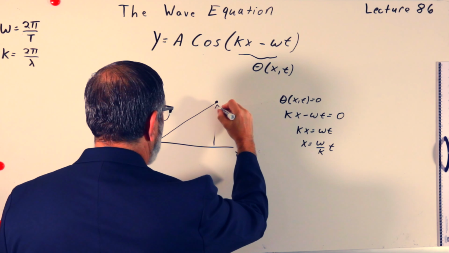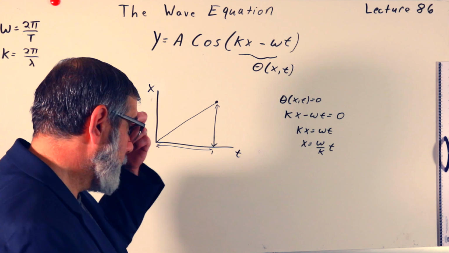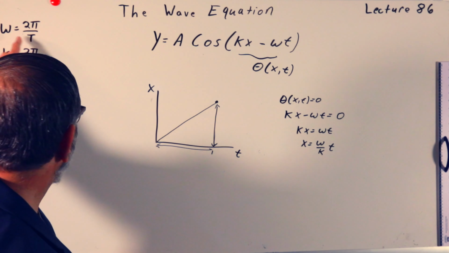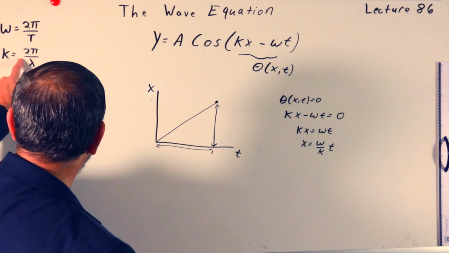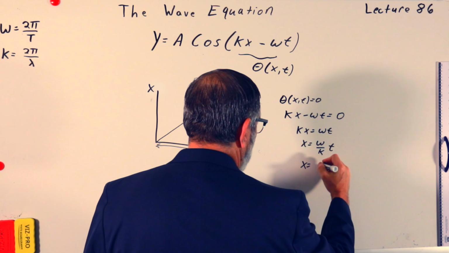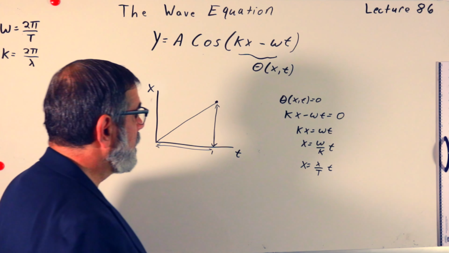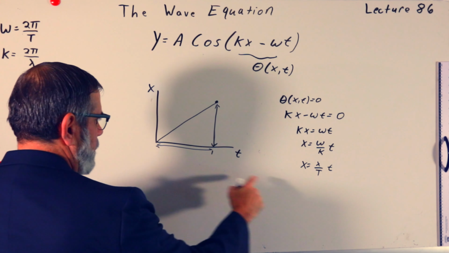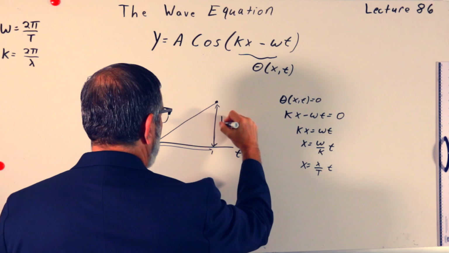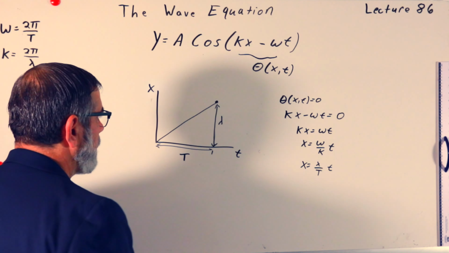Where this distance and this distance, what are these given by? Well, remember our definitions for this. So omega is 2 pi over T, and k is 2 pi over lambda. The 2 pi's cancel, so we can also write this as x equals lambda over T times t, little t. So that means that the slope of this guy is given by the rise, which is lambda, the wavelength. The run for the slope is the period T, yes?